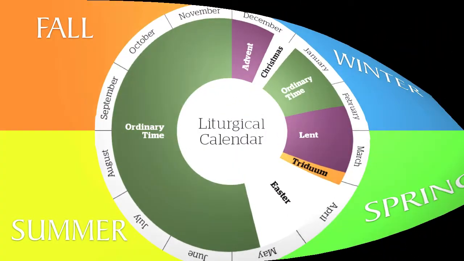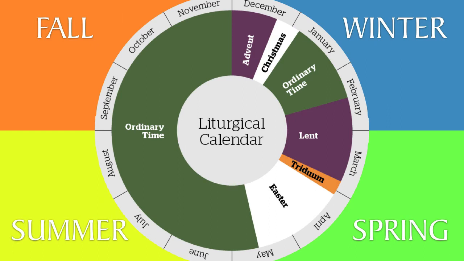Okay, a little excursus here on liturgical time. There's a crossing here as well. You have the four seasons, winter, spring, summer, and fall. The rhythm of the liturgy, though, centers around the summer and the winter solstice and the autumnal and vernal equinox.